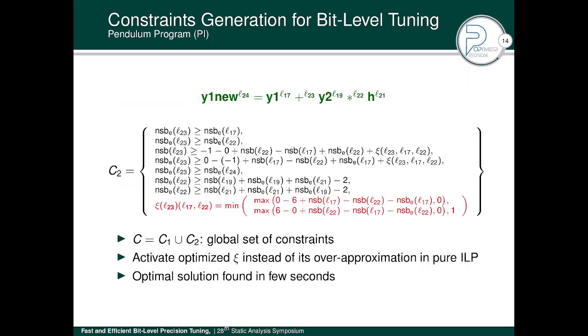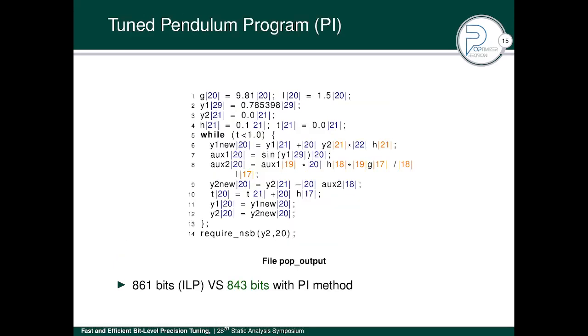So, by using the policy iteration method, and by taking again line 6 of the pendulum program under discussion, POP generates a new, finer set of constraints C2, which will be added to the former set C1, in which the only difference is that we activate this new carry bit function instead of its over-approximation. Thus, we found that the program tuned using the policy iteration technique uses fewer bits. Especially, here we have measured in orange the gain of bits that we obtain on some variables, giving a total of 843 bits with the policy iteration method against 861 that we found by using the pure ILP.